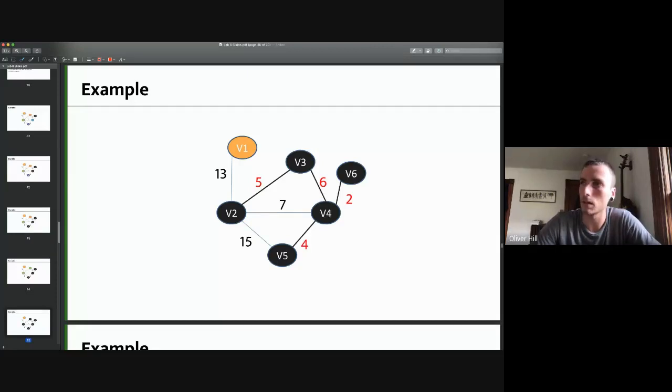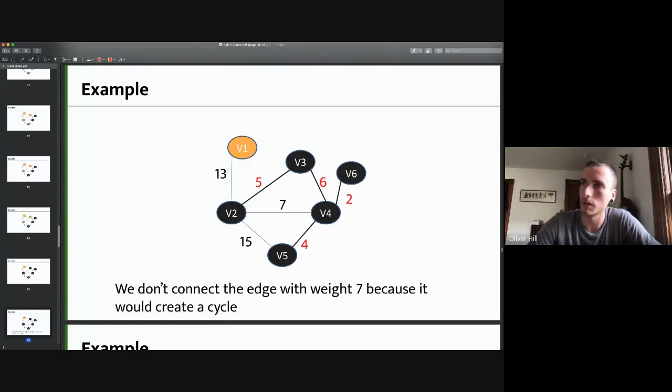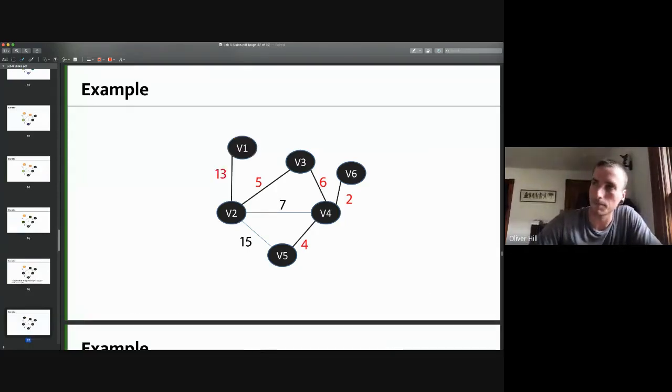Yeah, that's good. Okay, we don't connect the edge with weight 7 because it would create a cycle, or as Ron is saying, for the reason that V2 and V4 are already part of our minimum spanning tree. We're not going to take it either way. And then finally we're going to connect V1, and there's our MST.